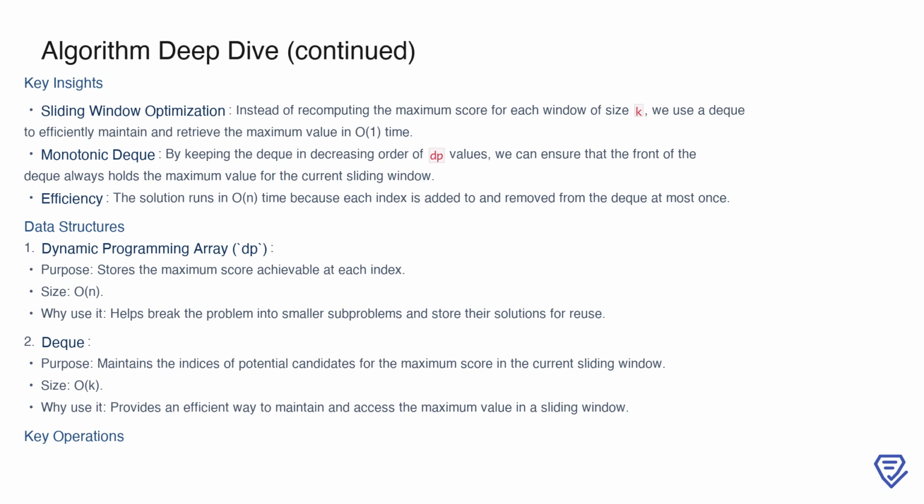The algorithm combines this deque-based optimization with dynamic programming, where the DP array stores the maximum scores at each index. Together, these structures allow the solution to run in linear time, as each index is added to and removed from the deque at most once. This efficiency, combined with the space savings from the sliding window approach, makes the algorithm both fast and memory efficient.